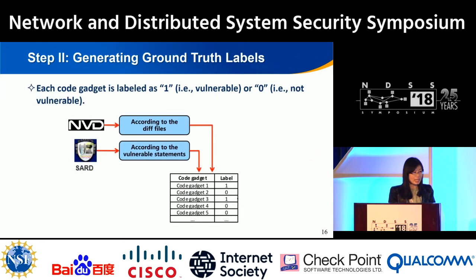And the second step is to generate ground truth labels. Whether a code gadget is vulnerable or not depends on whether it contains any vulnerable statements, which can be obtained according to the vulnerability data sources. As a result, each code gadget is labeled as 1, that is vulnerable, or 0, that is not vulnerable.